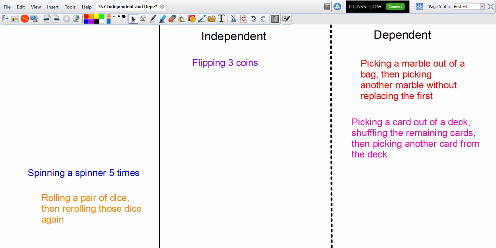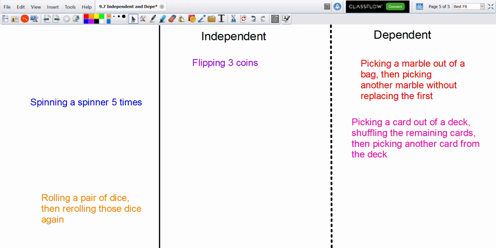I didn't replace it. All right, there's 1 out of 52 chance the first time. If I pull that card out and I don't put it back in, there's a 1 out of 51 chance of me pulling a certain card the second time. Okay, because the first action changes the second event.